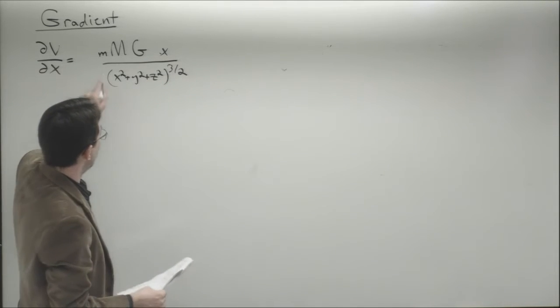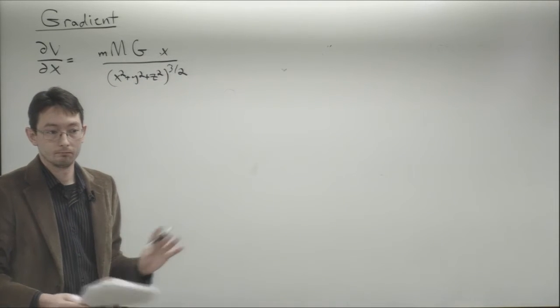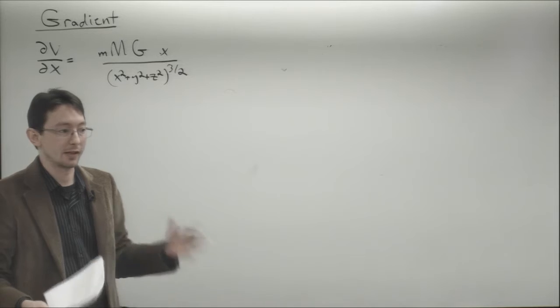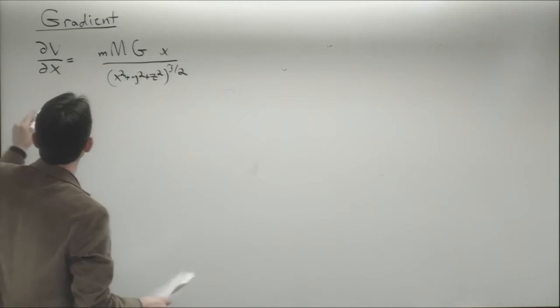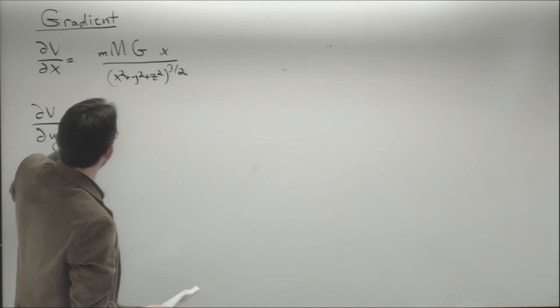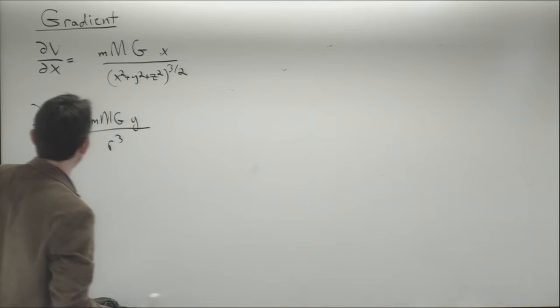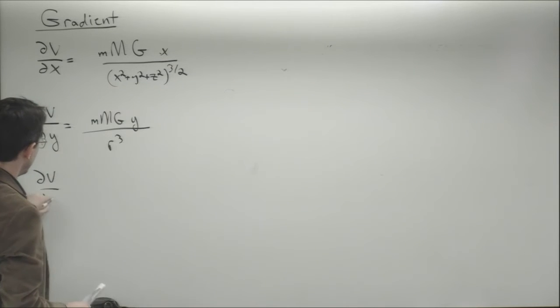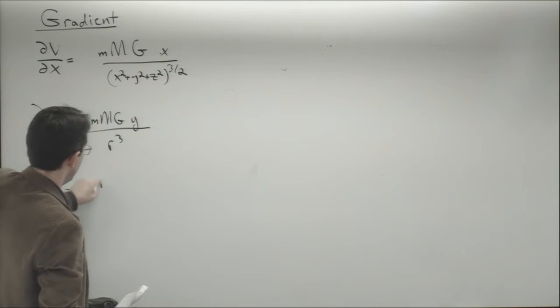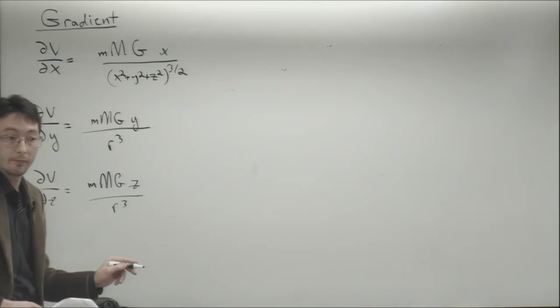Fortunately, this denominator is actually simple. This is just radius cubed. So it looks nasty, but it's not that bad. We just get a radius cubed in the denominator. Partial v partial y is the same thing, big M g y over radius cubed. Partial v partial z is little m big M g z over radius cubed.